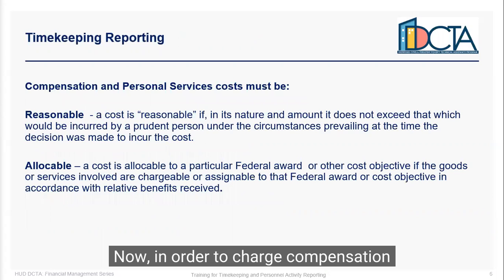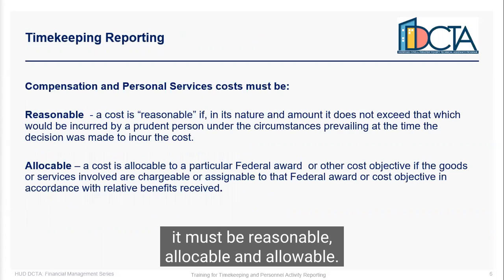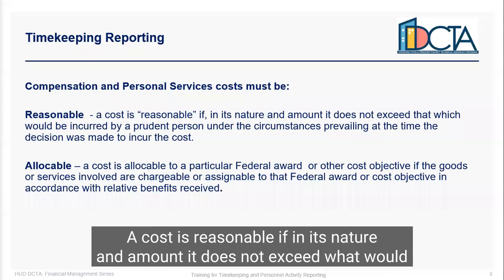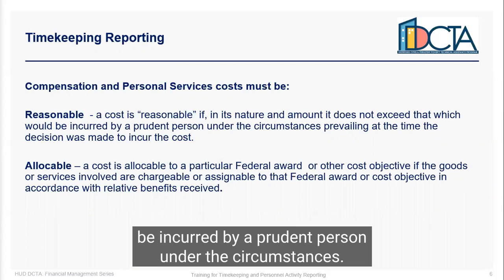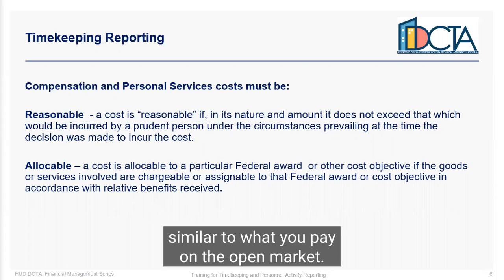Now, in order to charge compensation for staff working on federal awards, the compensation must meet 3 criteria. It must be reasonable, allocable, and allowable. Let's talk a little bit about each of those criteria. A cost is reasonable if in its nature and amount, it does not exceed what would be incurred by a prudent person under the circumstances. So in other words, it is considered reasonable if the cost is similar to what you pay on the open market.